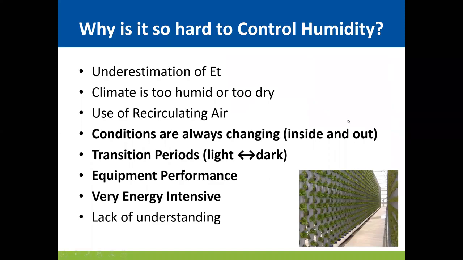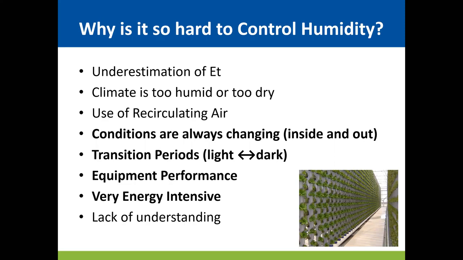So why the heck is it so hard to control humidity? Okay, so the things that are in bold are the things I'm going to go into here for a few minutes. But one reason is we underestimate evapotranspiration, or we overestimate it, I would say, even. A lot of people forget that when you irrigate a plant with, say, 1 gallon per plant per day, there's 30 to 40% drainage of that water. And so now we've sized a system that's maybe 2 times what it needed to be.